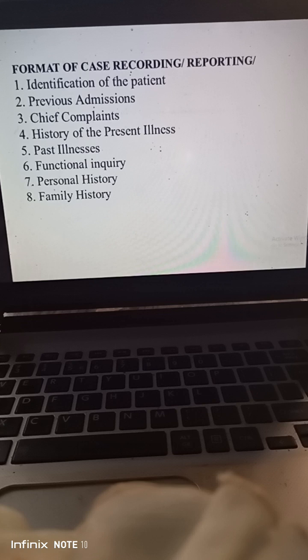The other thing is history of present illness. You have to write what history of present illness is. We will discuss what history of present illness is in the next slides. And you have to mention the past illness, the functional inquiry or systemic review. You have to mention the personal and family history of the patient.